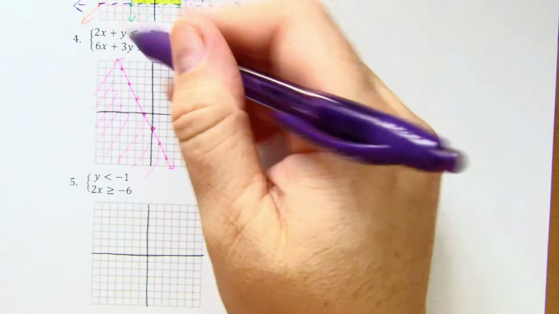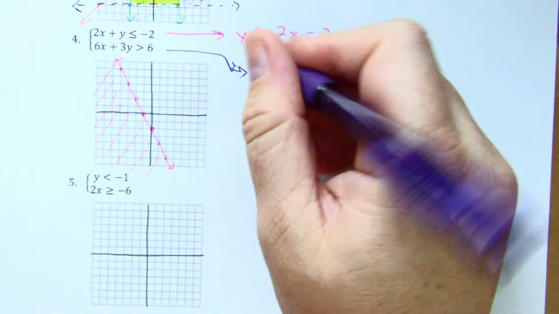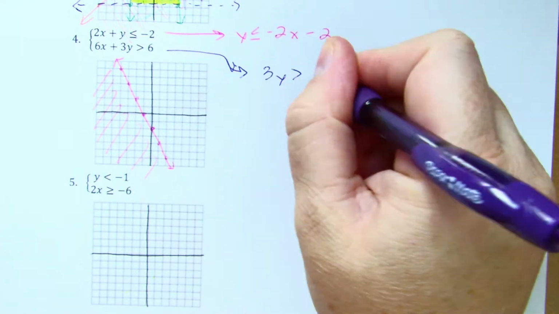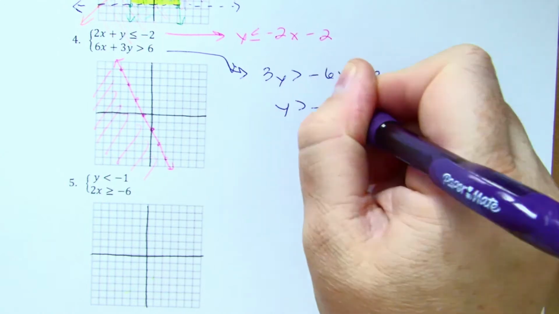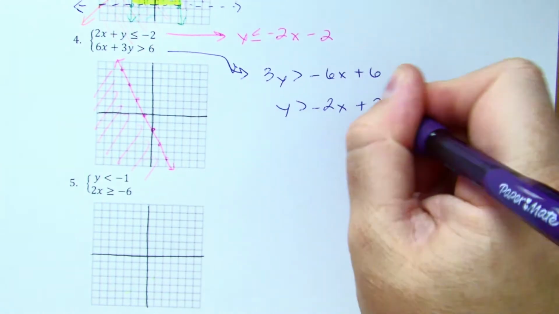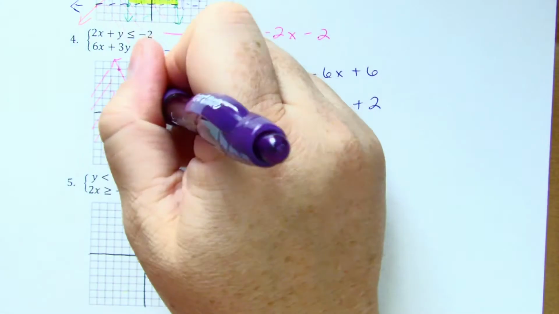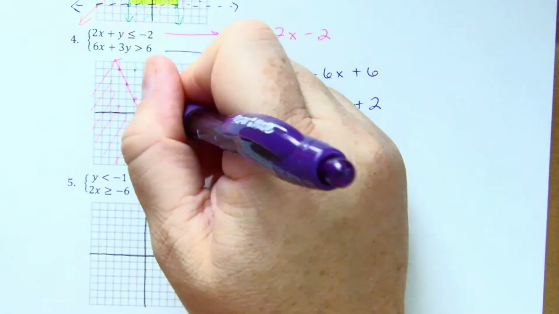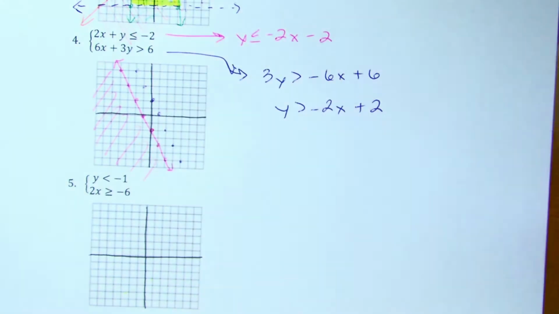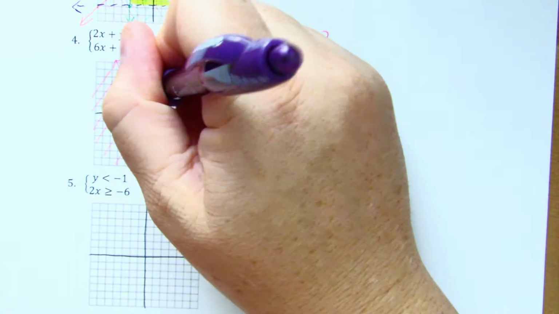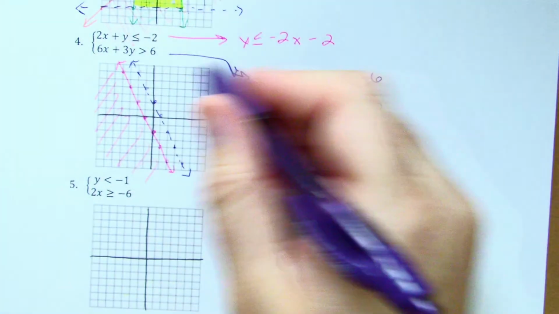And the next one, I can also get y by itself. I'll subtract 6x, so I have 3y greater than -6x plus 6, dividing by 3. My y-intercept is +2, and my slope is -2. So notice our slopes are the same. So right now I already know that these are parallel lines, and this is dashed, so I'll go ahead and draw a dashed line. And this one we're shading above.